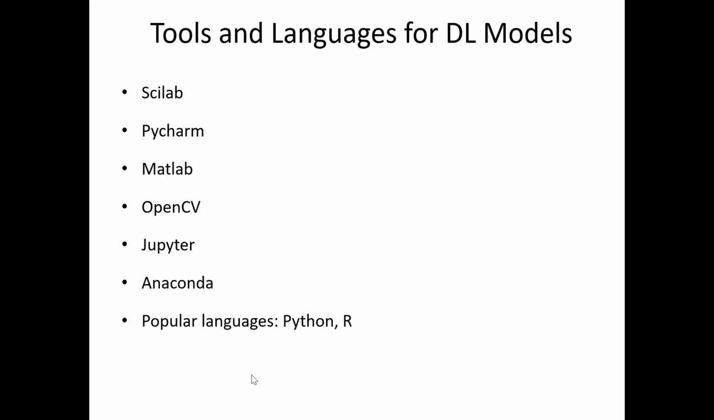Now, there are various tools and languages for deep learning models. Some well-known tools are Scilab, PyCharm, MATLAB, OpenCV, Jupyter, Anaconda. But the most popular languages for deep learning and machine learning models are Python and R. Nowadays there is an affinity towards Python because it has several advantages. Researchers and academicians working in machine learning or deep learning mainly use Python for implementation. R is also a useful language.